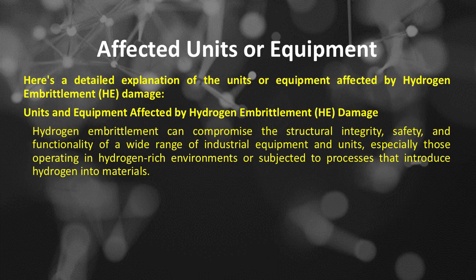Here's a detailed explanation of the units or equipment affected by hydrogen embrittlement or HE damage. Hydrogen embrittlement can compromise the structural integrity, safety, and functionality of a wide range of industrial equipment and units, especially those operating in hydrogen-rich environments or subjected to processes that introduce hydrogen into materials.